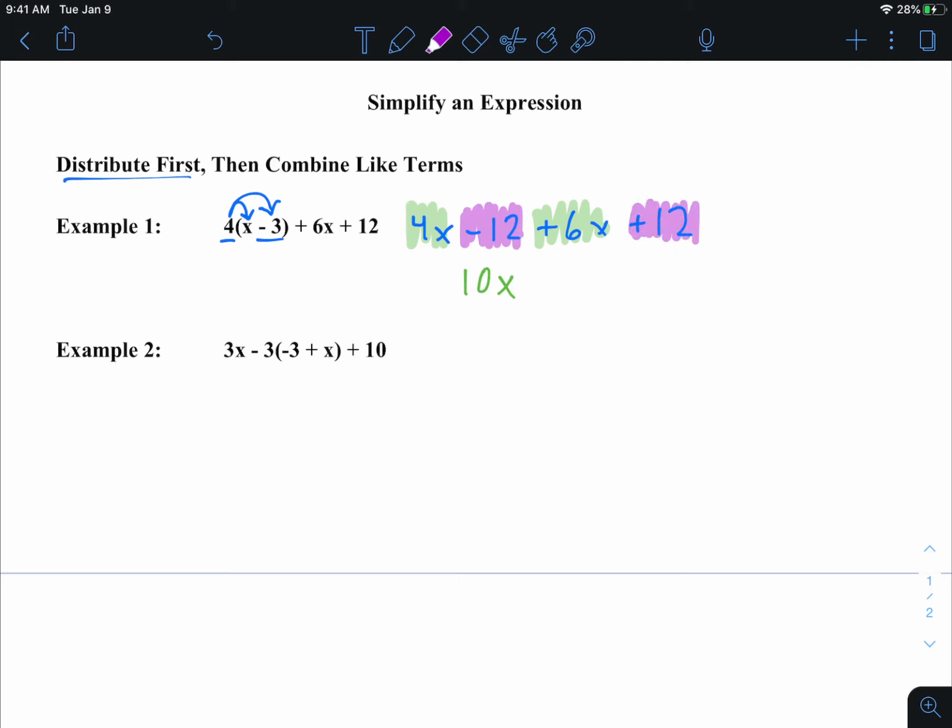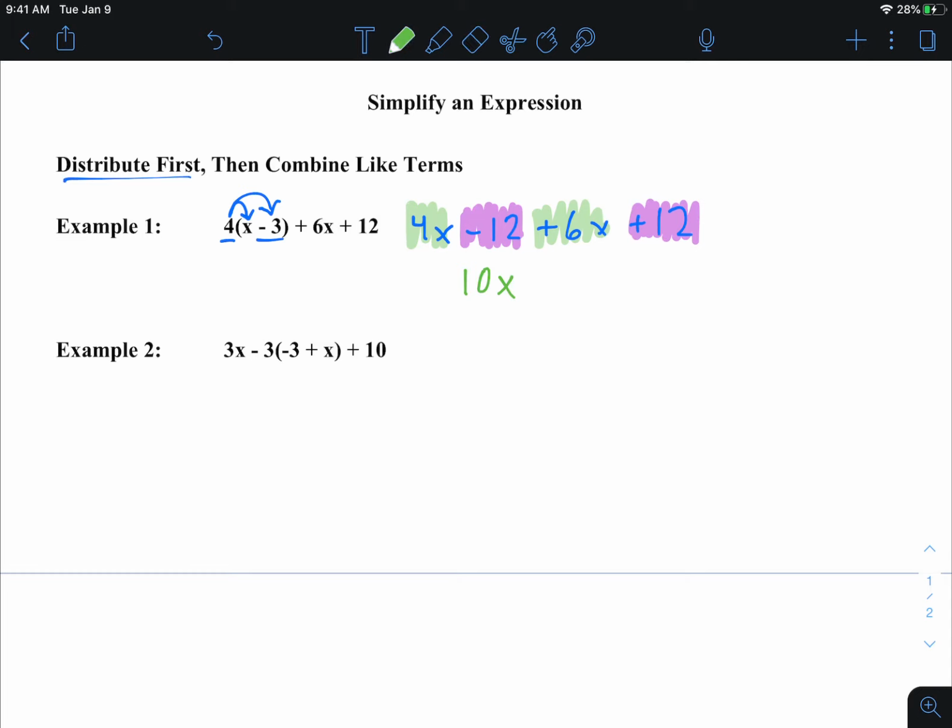All numbers are like terms to each other. They don't have any variables. And negative 12 plus 12 is 0. I could write plus 0. There's really no need to though, so my final answer will just be 10x.